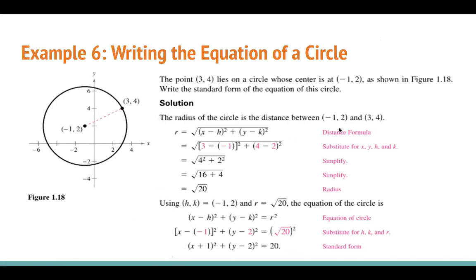the points, and we're going to substitute x, y, and h, k, and then we're going to simplify this down, and we're going to get radical 20. Using (h, k) equals (-1, 2), and since we know that now the radius is radical 20, we're going to plug it into the equation of a circle, and then we're going to end up with 20 on this side, and then we're going to simplify this part, and this is your standard form.